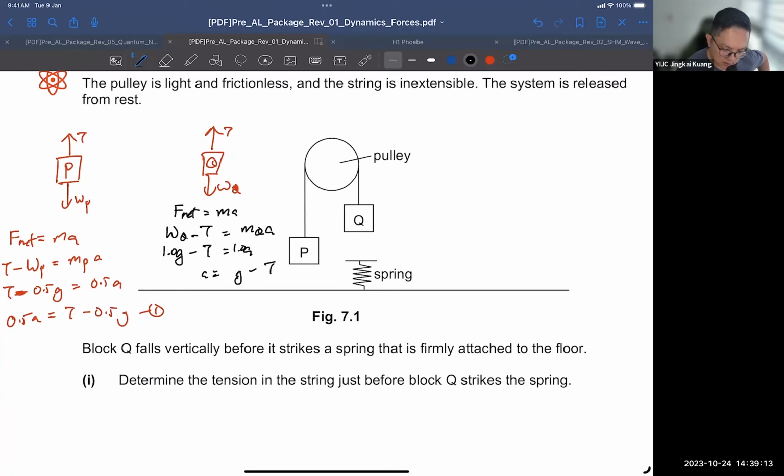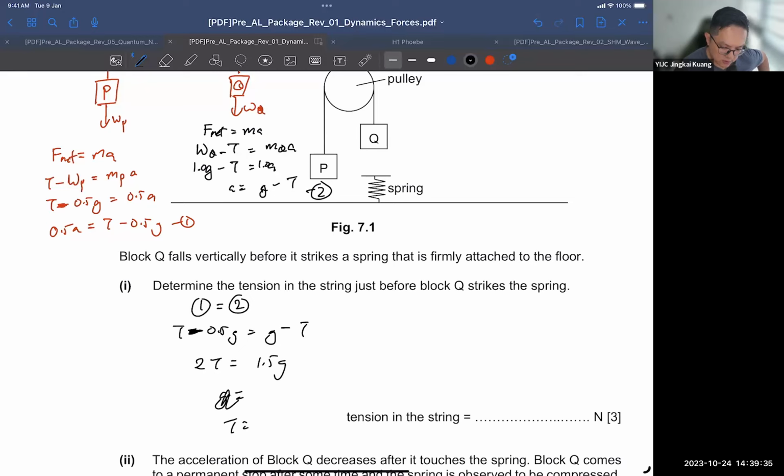Once you have that, equation 1 equals equation 2: T minus 0.5 G equals G minus T. So you have 2T equals 1.5 G, so T equals 0.75 G. Okay, that's the first one. Next one.